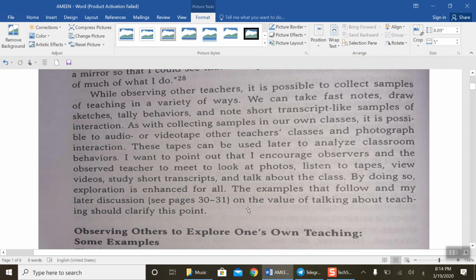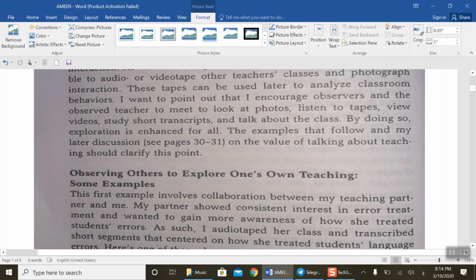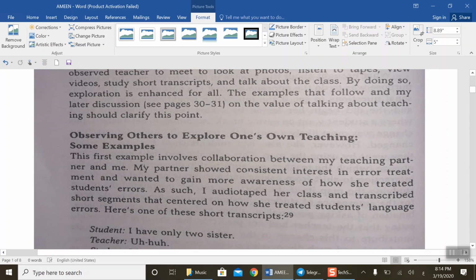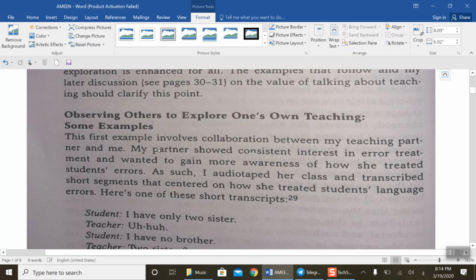You see here, this is the observation. We will have an example. This is an example, and we have another example. We have two examples. So I'm going to talk about one example, and the second example you have to read, and if you have any comment you can comment, okay, and discuss if you want.